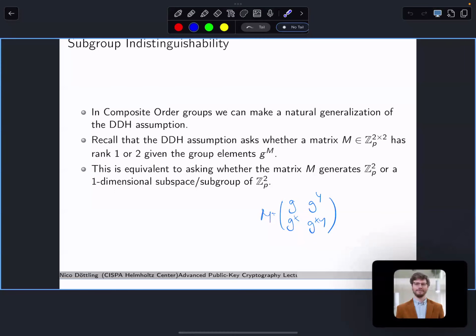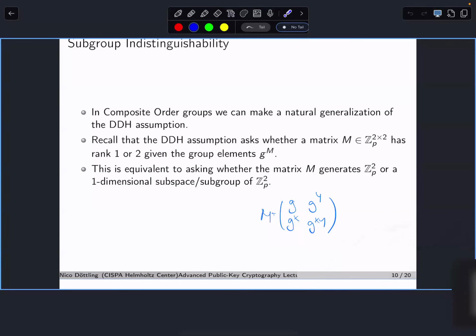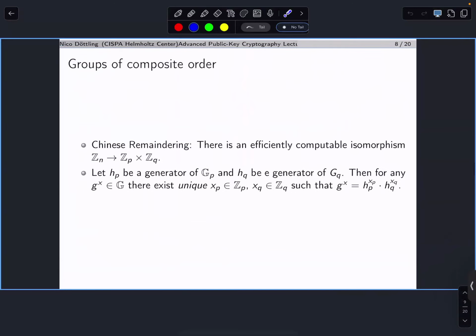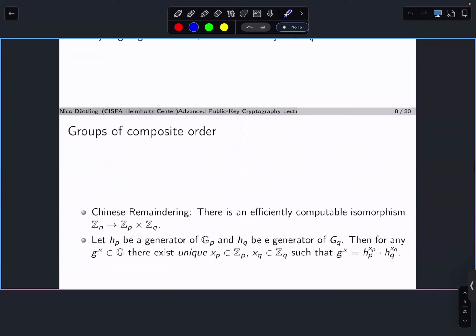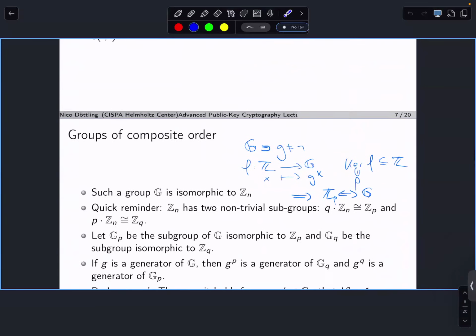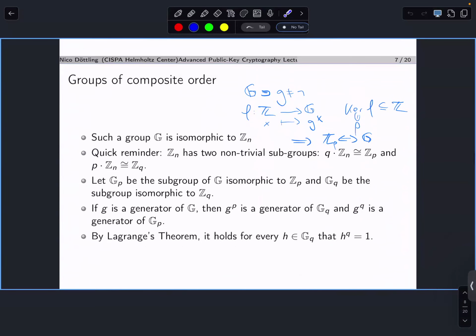Good morning, everyone. Let's get back to where we left off last time. Remember, we were talking about the notion of homomorphic encryption, earlier in the encryption schemes we looked at.